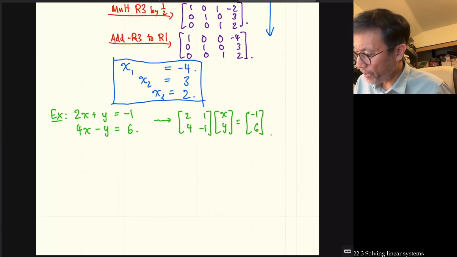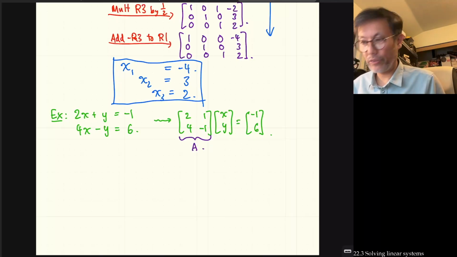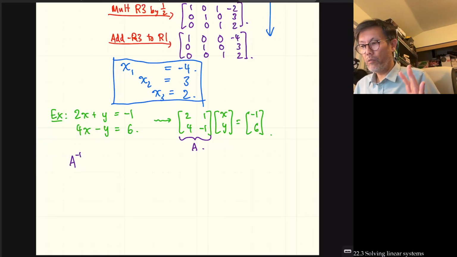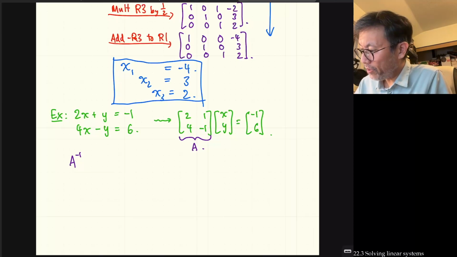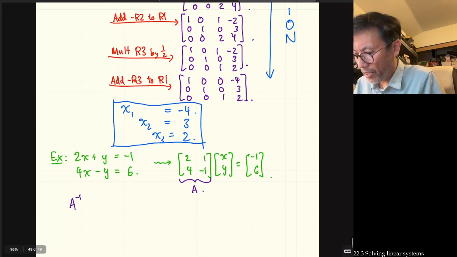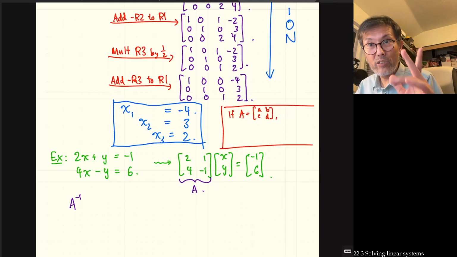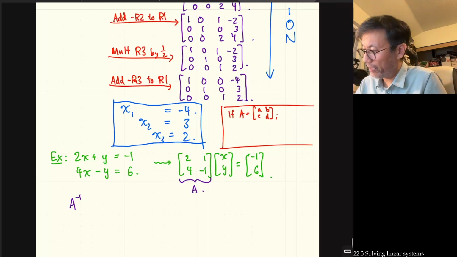Now, let's call this matrix here A. This matrix is A. What's A inverse? Well, you should know, and this is maybe something that's useful to remember, A inverse, so for a 2 by 2 matrix, maybe I'll do this in red over here. So if A is equal to the 2 by 2 matrix a, b, c, d, and the determinant is non-zero, because remember, the determinant being non-zero means that A inverse exists.